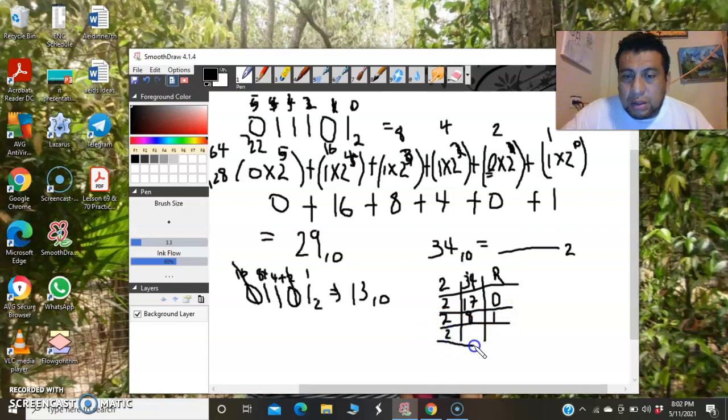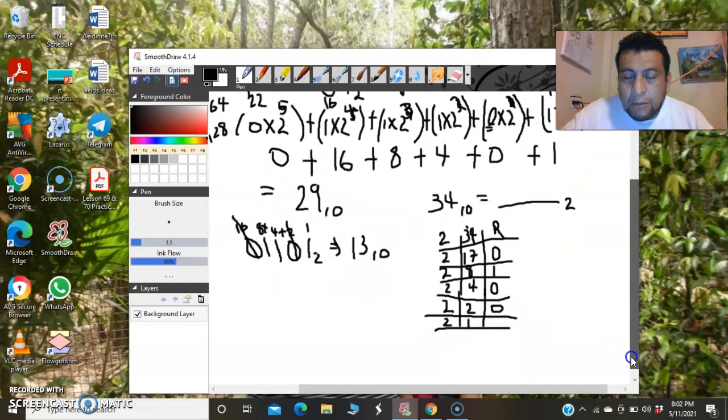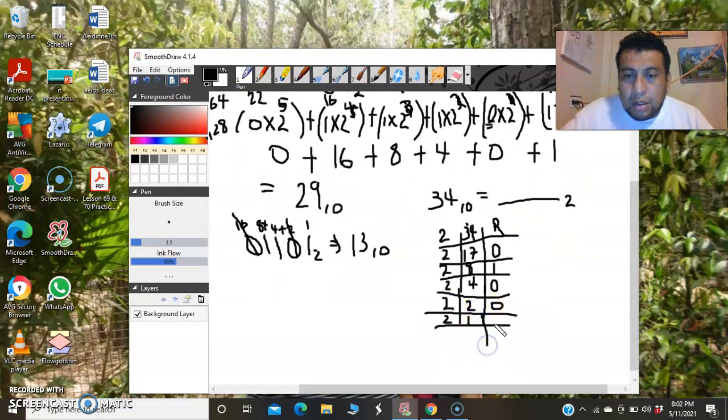2 into 8, that's 4. Remainder 0. 2 into 4, that's 2, remainder 0 again. 2 into 2, that is 1. Remainder 0. 2 into 1 cannot go, but that 1 is still a remainder. Okay, so you have it there.